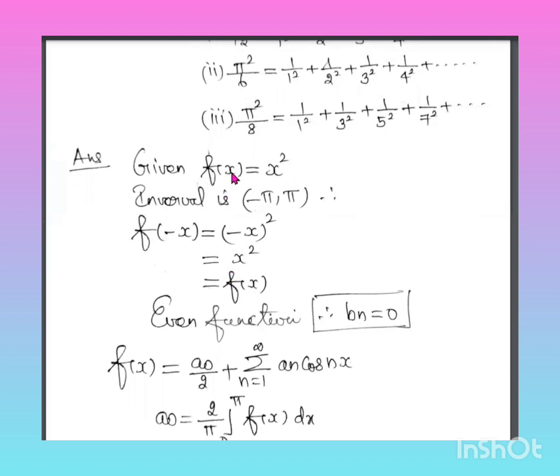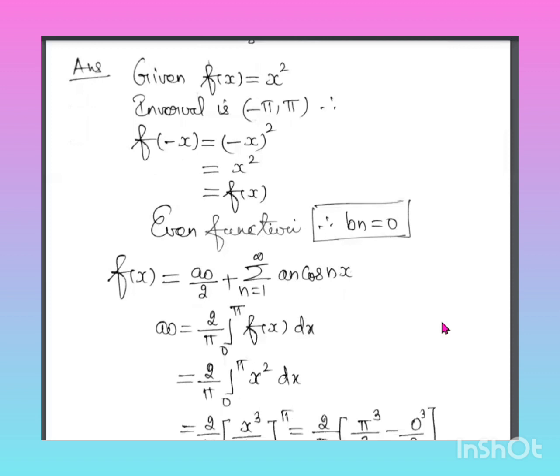f of x is given as x square. For x, you have to apply minus x. So the left hand side, f of minus x, equal to minus x whole square, which will be plus x square. Minus x into minus x will be plus x square. X square means that is f of x. So f of minus x is equal to plus f of x. This is an even function. For an even function, directly you can write bn is equal to 0. No need to find the value of bn.